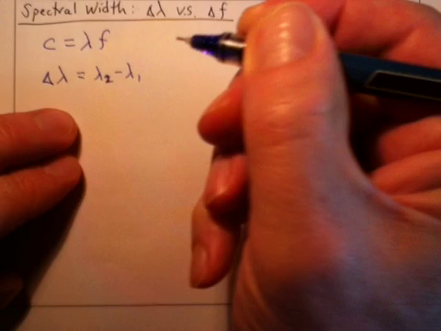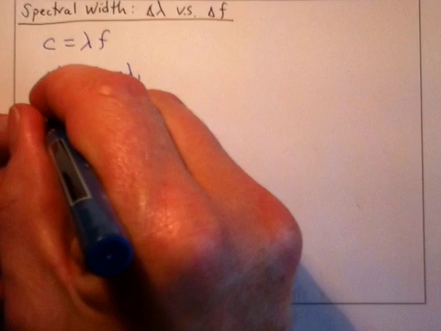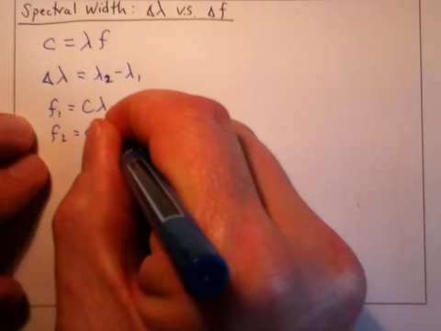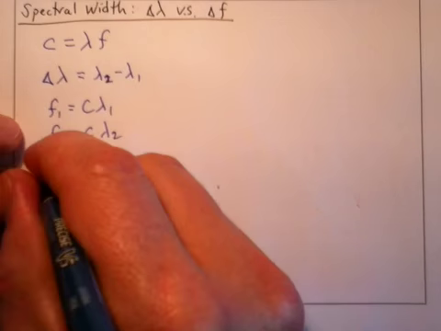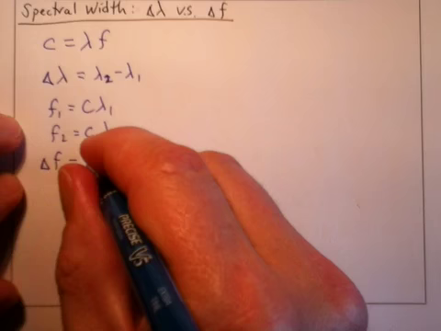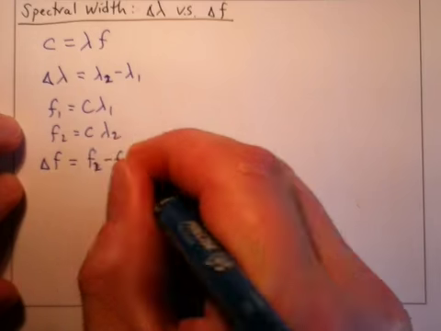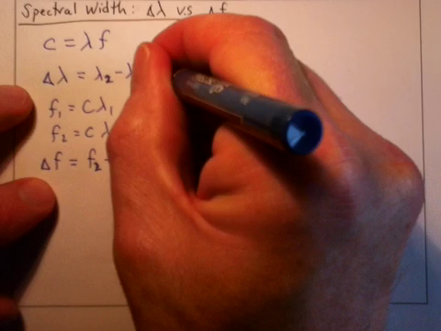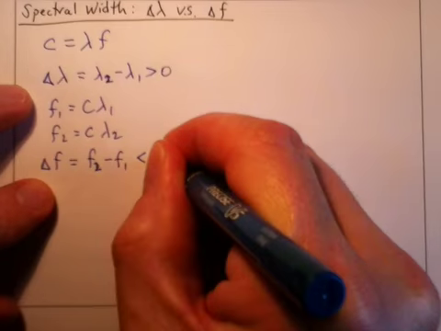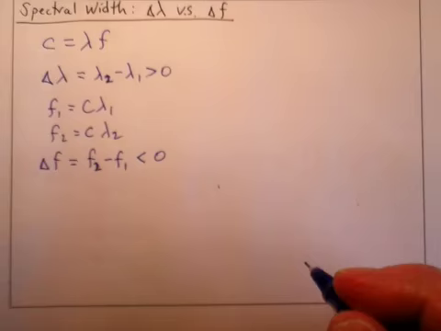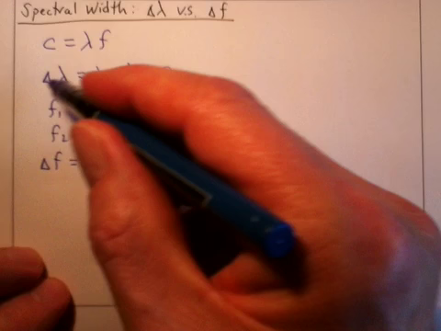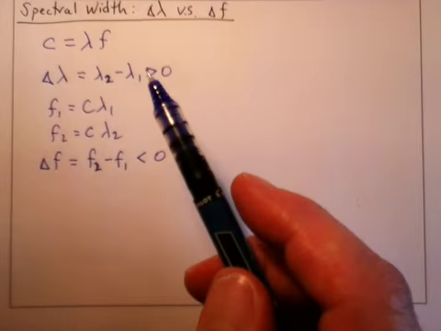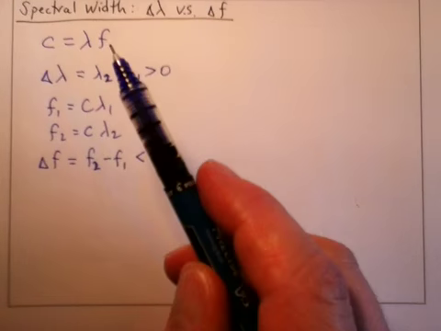And of course, c is equal to lambda f, so we can characterize a delta lambda by saying it's something like lambda 2 minus lambda 1, for instance. And we can literally calculate f1 is c over lambda 1 and f2 is c over lambda 2, and then calculate delta f as f2 minus f1. If delta lambda is greater than 0, then delta f will be less than 0. We can do that every time if we want. We can just take two wavelengths and plug them in and get our delta f.